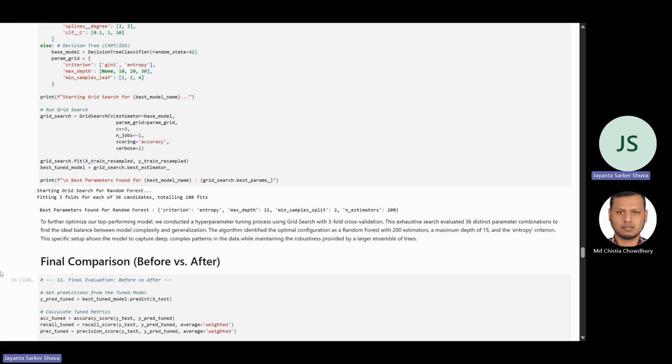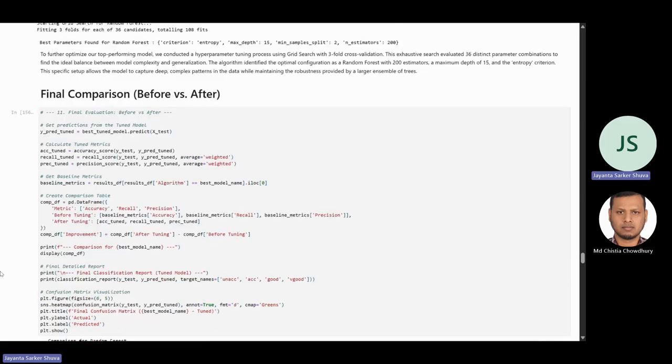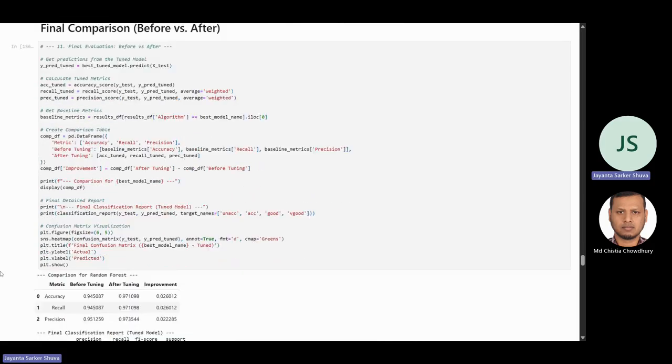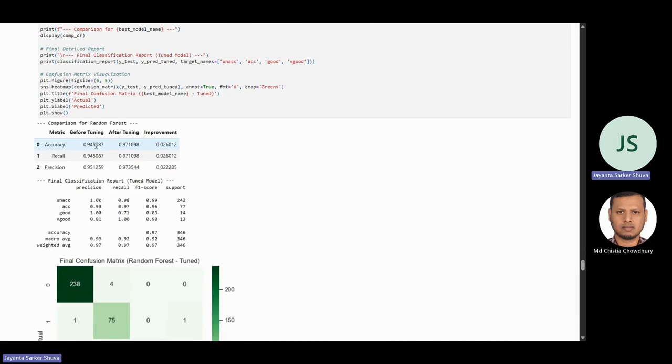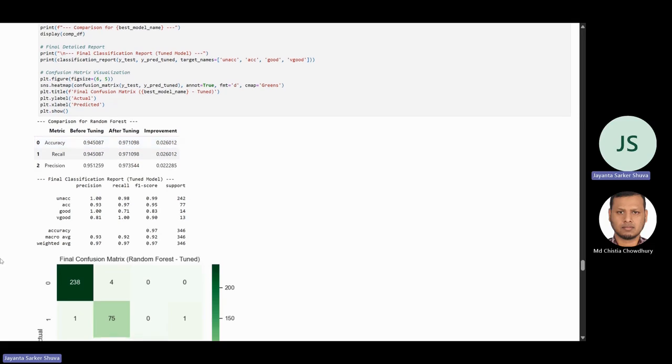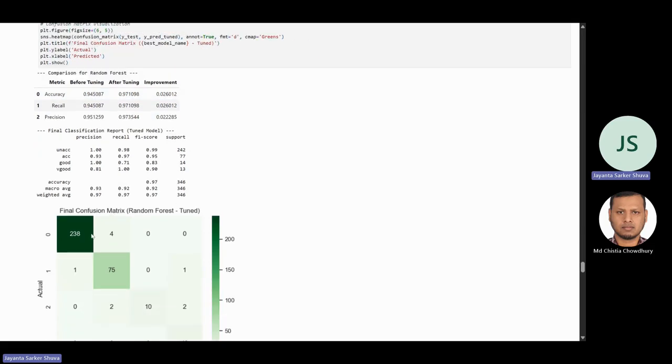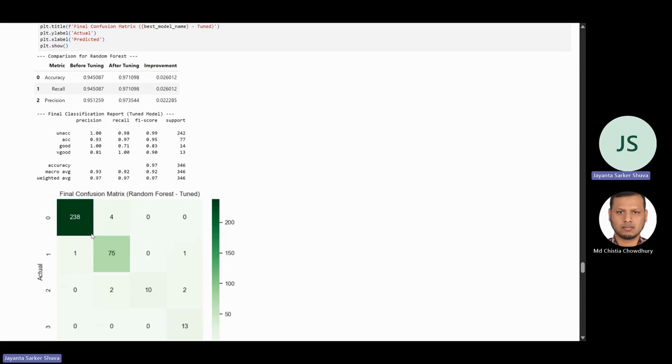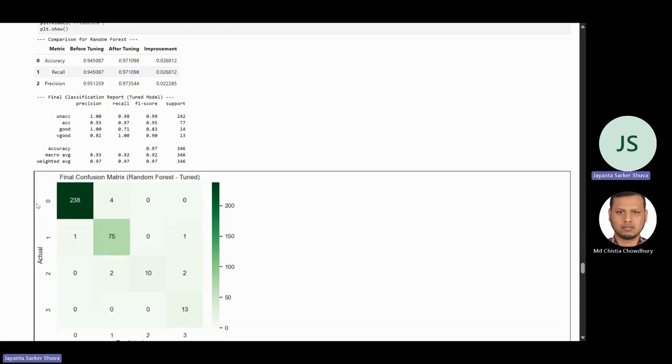Now let's understand what it is giving, before and after. Before tuning we saw the accuracy was 94%, and after tuning it became 97%. And if we see the final confusion matrix and the diagonal part, we can see it's correctly classifying the vast majority of unacceptable and acceptable classes, and crucially in the precision of good and very good, so the substantial gain means we are far less likely to miss out on a high value deal. So this is a good model.